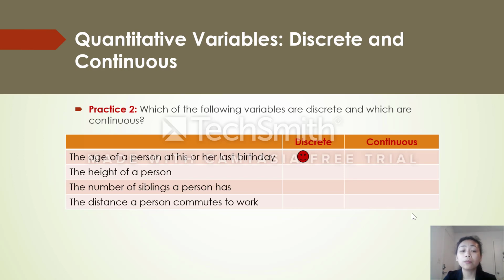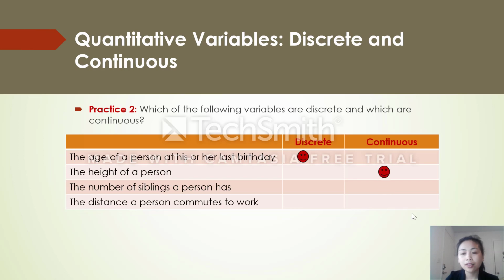The height of a person can be, for example, 5.2 feet, 4.2 feet, or 5.456 feet. So the height of a person cannot be restricted to a whole number. It can be any number in an interval.